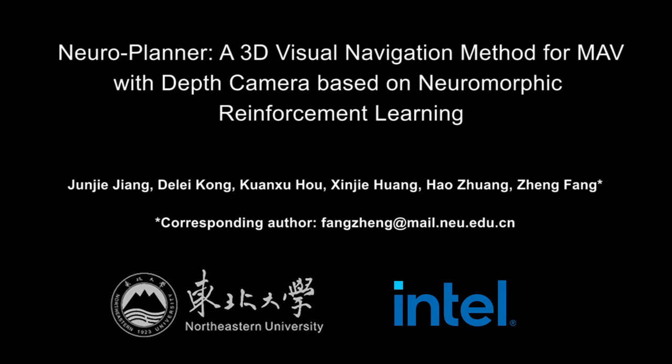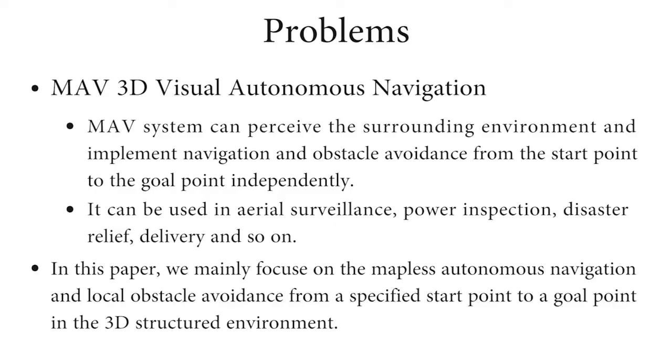In this paper, we proposed a 3D visual navigation method for MAV with depth camera based on neuromorphic reinforcement learning named Neuro-Planner. Autonomous navigation in GPS-denied environment is one of the most core issues in the field of mobile robots, especially for micro-air vehicles. It can be used in aerial surveillance, power inspection, disaster relief, delivery, and so on.